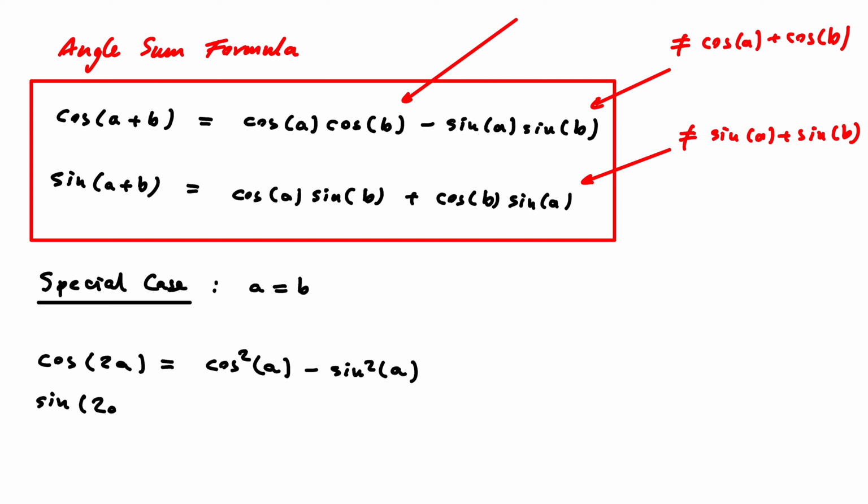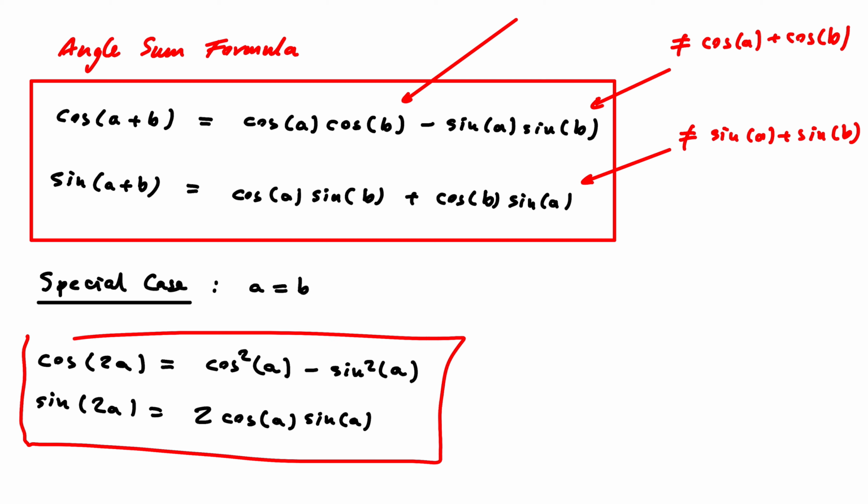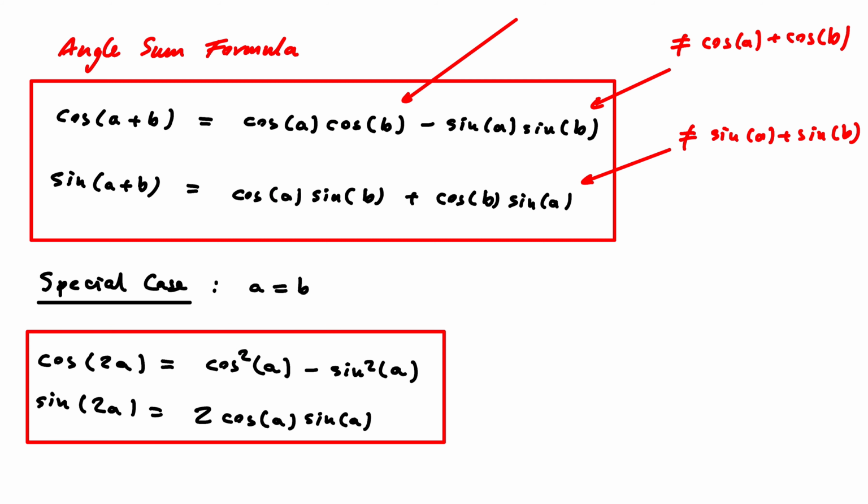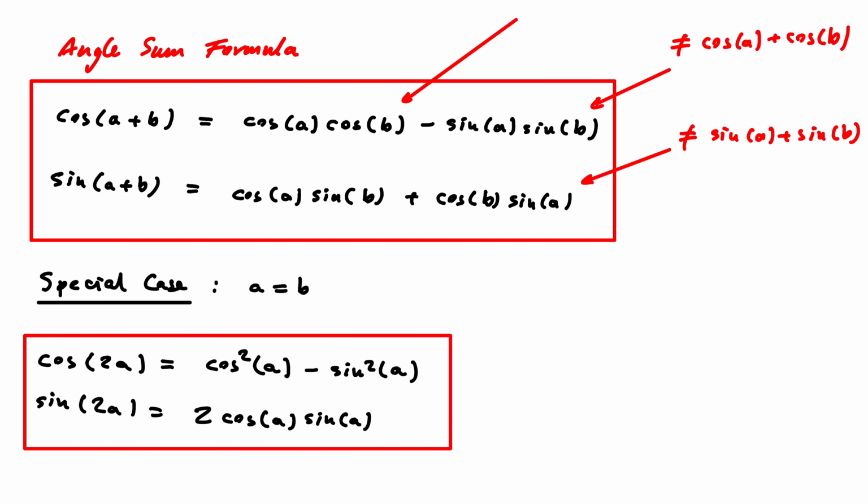And sine of 2A, well, now the A and the B are exactly the same, so it would just be 2 cos of A sine of A. So these are often called double angle formulas. Let's leave them like that. They're kind of consequences, coming from the ones above. They're the more major ones. So this, of course, is cos of A plus A, and this is sine of A plus A. That's all I'm doing, applying the above formulas.